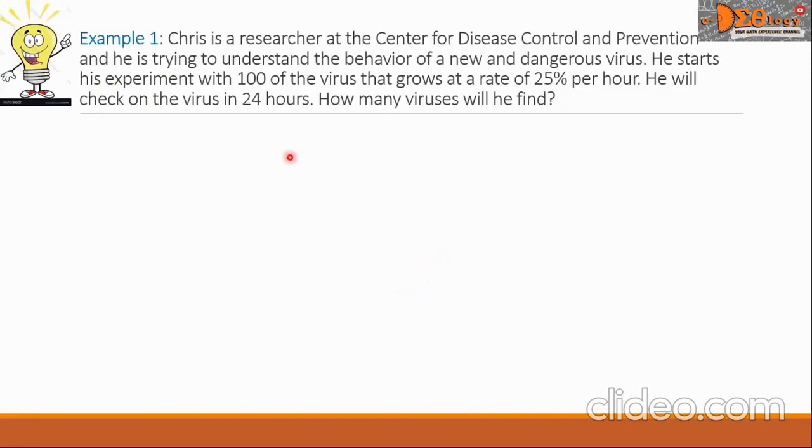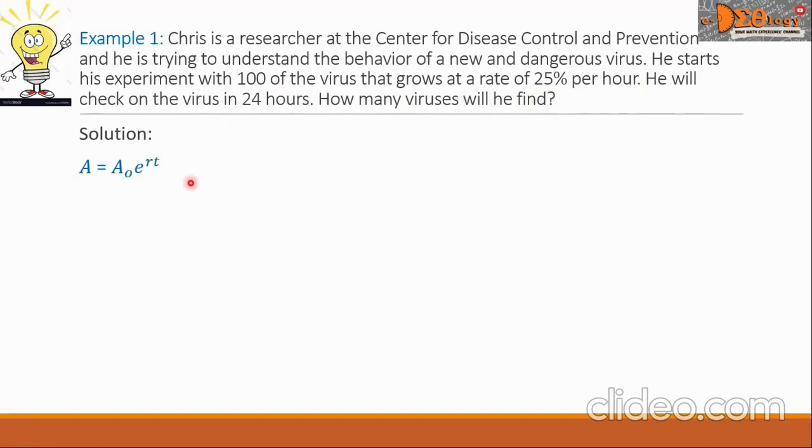Let us have this example 1. Chris is a researcher at the Center for Disease Control and Prevention, and he is trying to understand the behavior of a new and dangerous virus. He starts his experiment with 100 of the virus that grows at a rate of 25% per hour. He will check on the virus in 24 hours. How many viruses will he find?